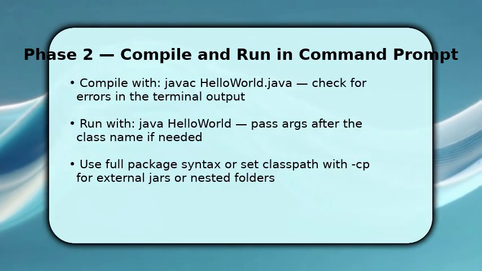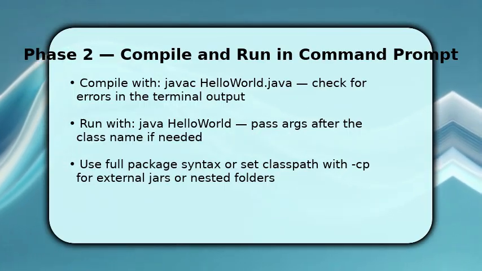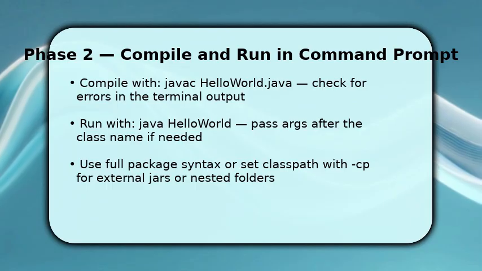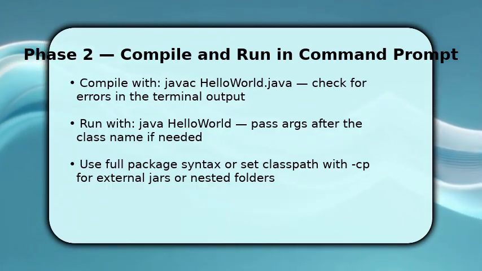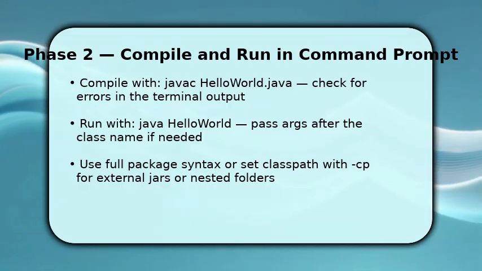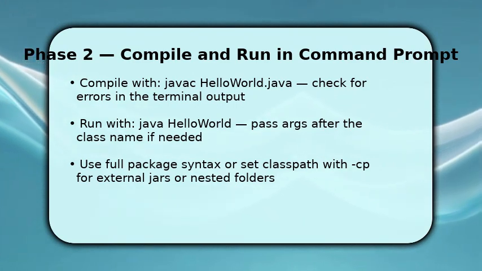Once compilation succeeds, run the program using java followed by the class name without .class, for example, java HelloWorld. If your classes live in packages or require jars, include -cp or use the package qualified name. Make sure to use the correct working directory. Wrong directory, wrong results. Finish by confirming the program output matches expectations.